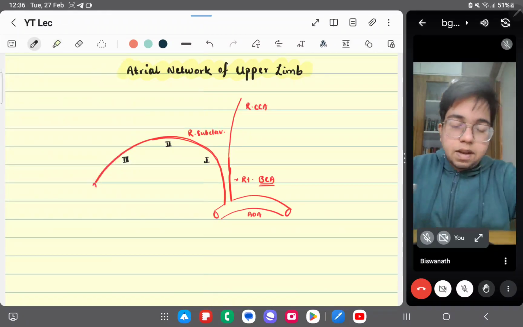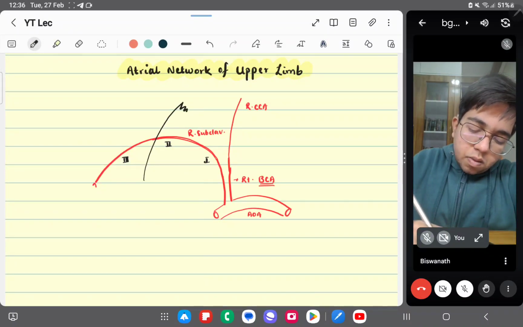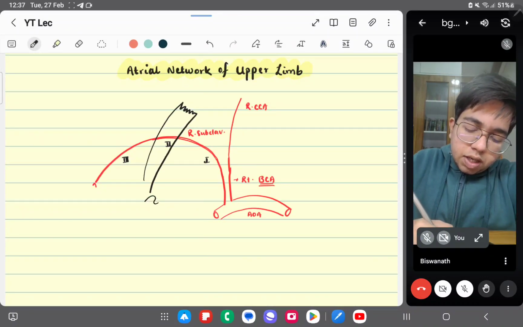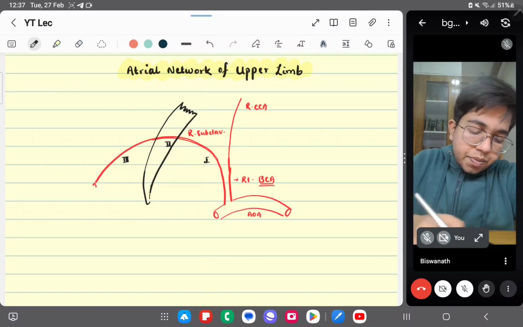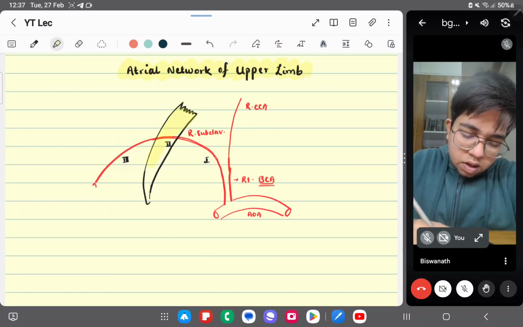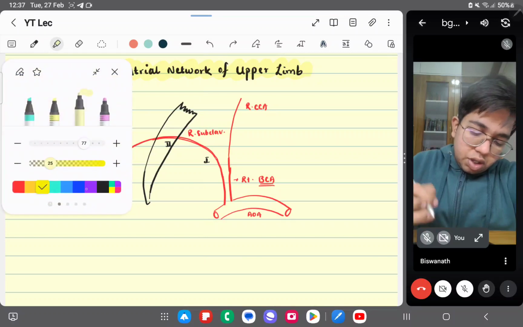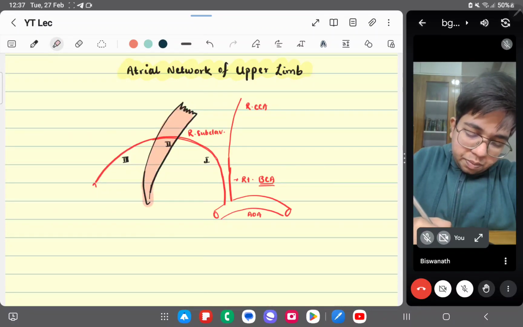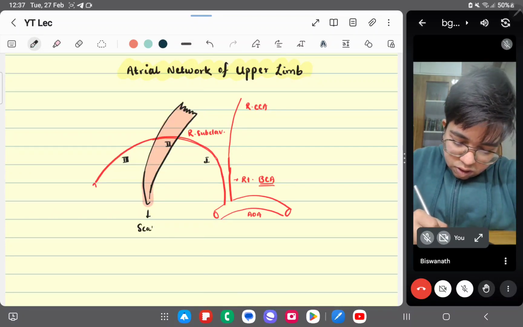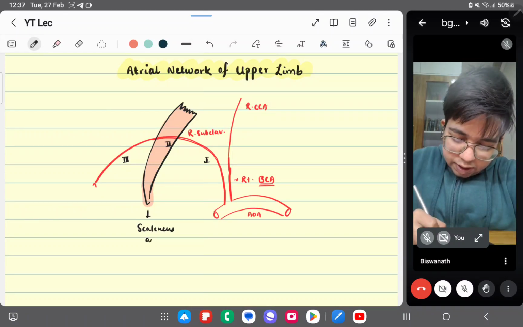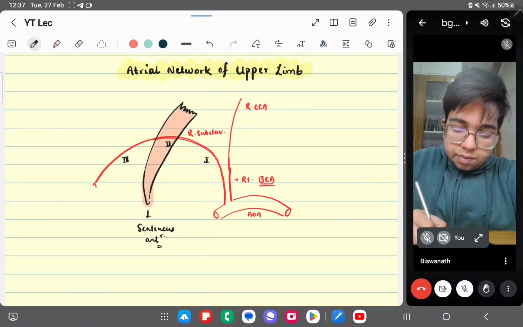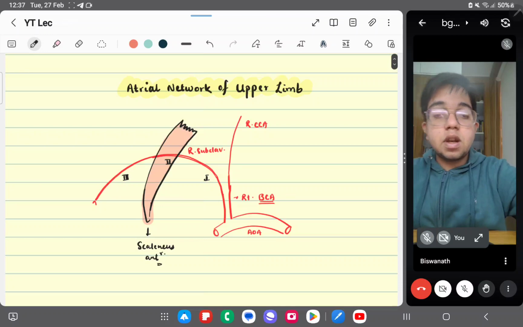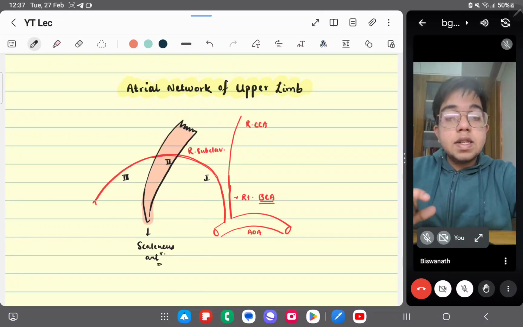Let me draw the muscle too. This part 2 is deep to the scalenus anterior. This is the muscle, let me shade it. This is your scalenus anterior muscle. If up to this part is clear to you, let me start the arteries.